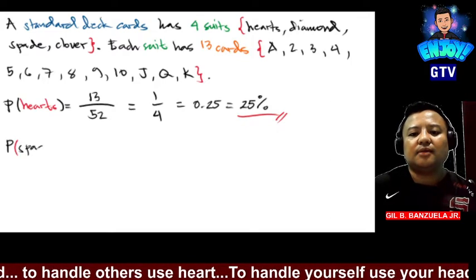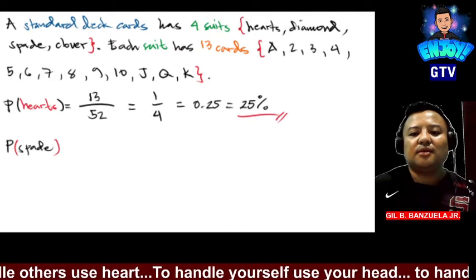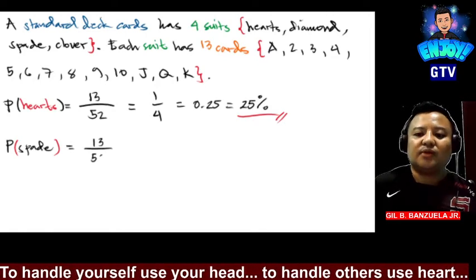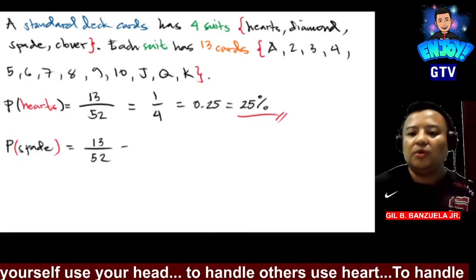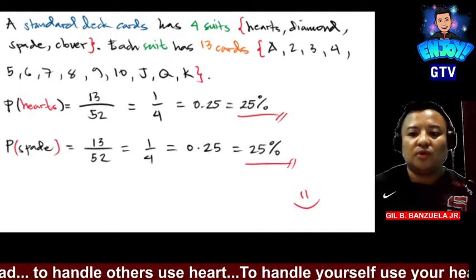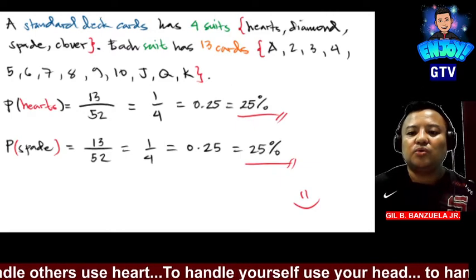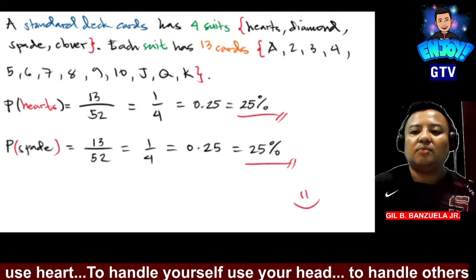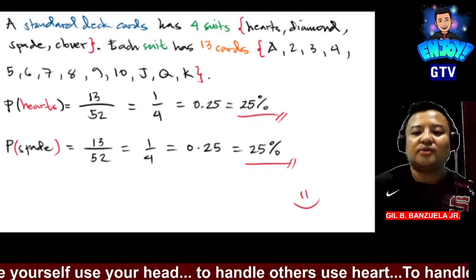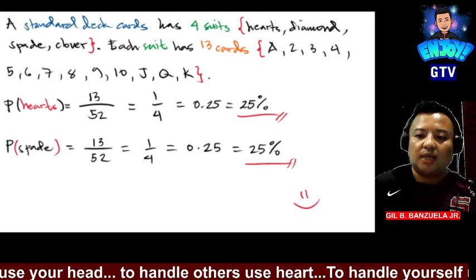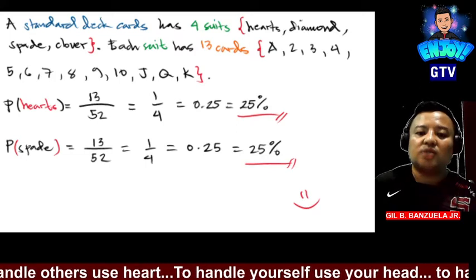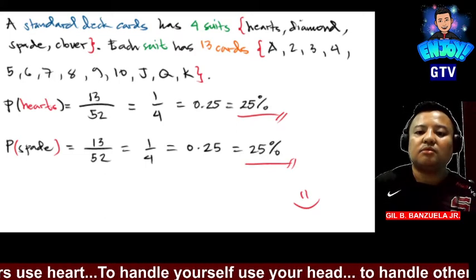How about a spade? How many spades? Again, a spade is one of the suits, and each suit has 13 cards. So therefore, this is also equivalent to 13 over 52, or simply 1/4, or 0.25, or 25%. So I hope that is clear. If you're going to get the probability of getting a diamond and a clover, I'm sure your answer is 25% as well. Because take note, each suit has 13 cards, and in a standard deck of cards, we have 52 cards.